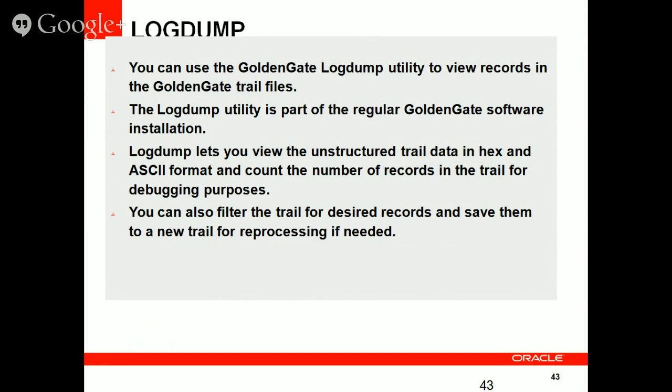Logdump lets you view the unstructured trail data in hexadecimal and ASCII format, and it can count the number of records in the trail for debugging purposes. You can also filter the trail for desired records and save them to a new trail for reprocessing if needed. So the Logdump utility will manage the trail files.